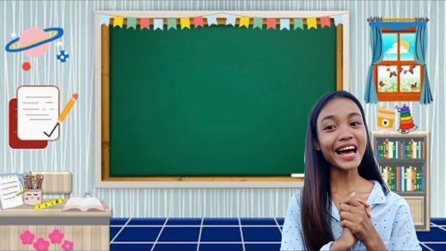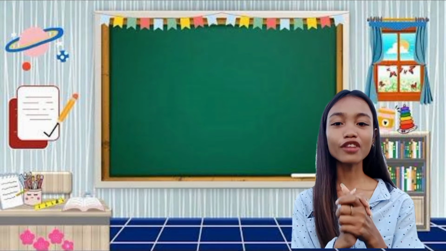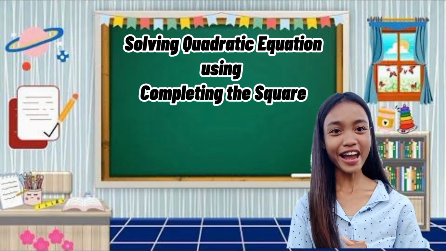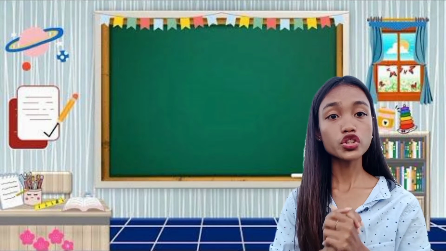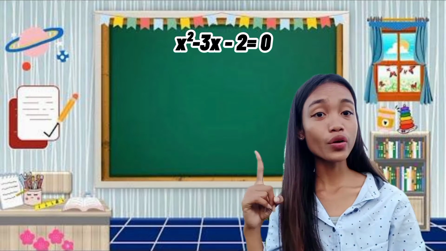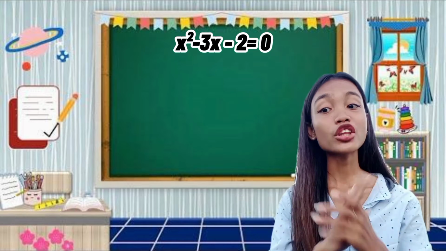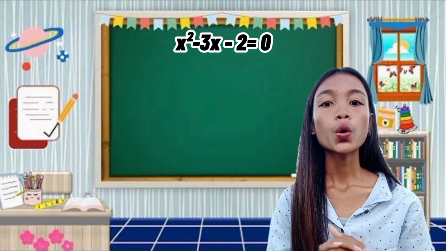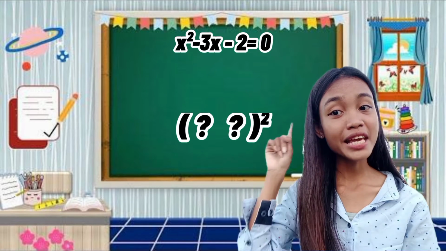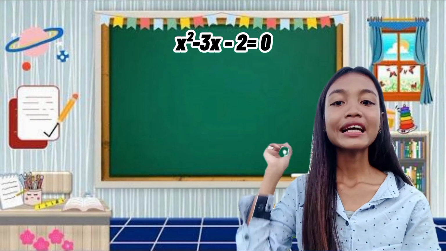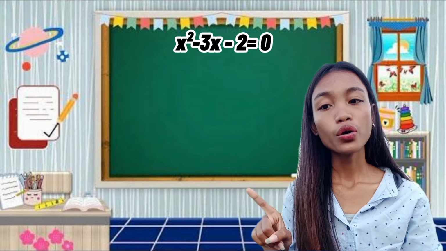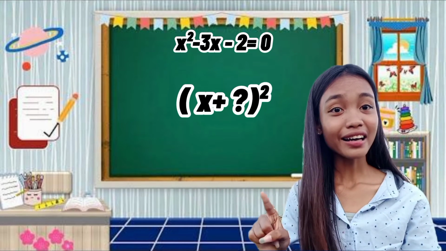So that's it. Let's proceed to solving quadratic equations using completing the square. Suppose we wish to solve x squared minus 3x minus 2 is equal to 0. In order to complete the square, we'll look at the first two terms and try to write them in this form. So clearly we need an x in the bracket. So x plus blank, squared.